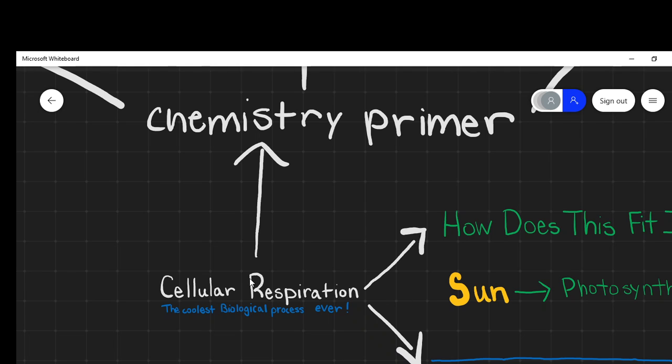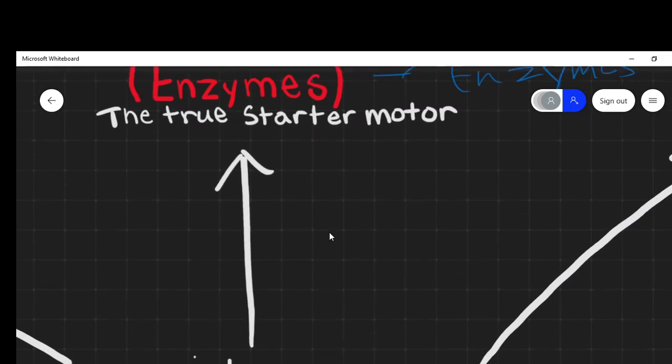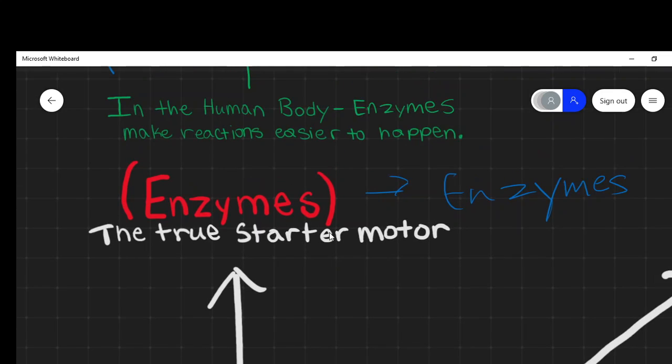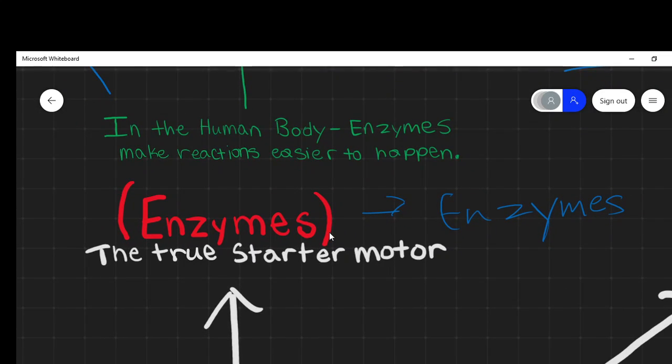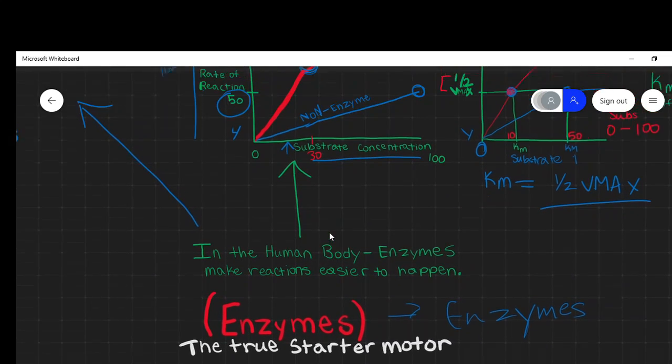Hey everybody, so today we're going to be reviewing the chemistry primer for cellular respiration. In order to understand cellular respiration, we first need to understand enzymes and how they behave. So what is an enzyme? Enzymes are basically proteins that make reactions happen faster. They're like a kind of motor.